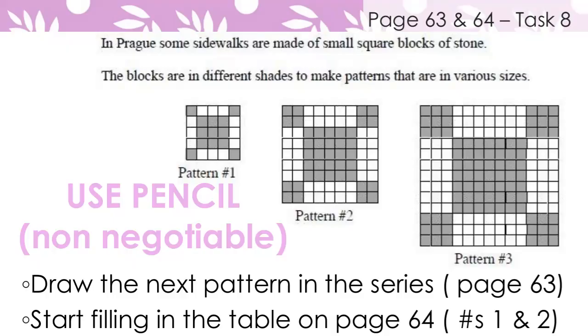In Prague, some sidewalks are made of small, square, black blocks of stone. The blocks are in different shades to make patterns that are in various sizes. So, we're back to our visual patterns. Pattern number 1 is as shown. Pattern number 2. Pattern number 3. I want you to draw the next pattern in the series, which would be pattern number 4 at the bottom of page 14.